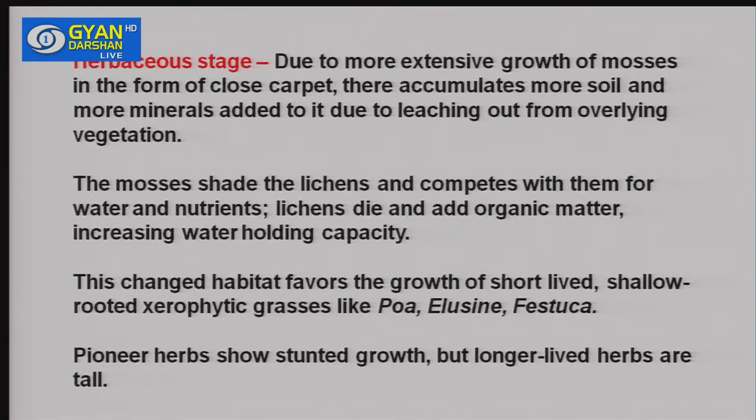Then you have the herbaceous stage. Because of the extensive growth of mosses, more soil and more minerals accumulate. The mosses shade the lichens and compete with them. So there is a competition between the moss and the lichens. Ultimately a stage will be reached when the mosses will also disappear, and they will further add organic matter, and therefore the xerophytic grasses will come and try to settle in the new habitat, like Poa, Eleusine, Festuca, etc.